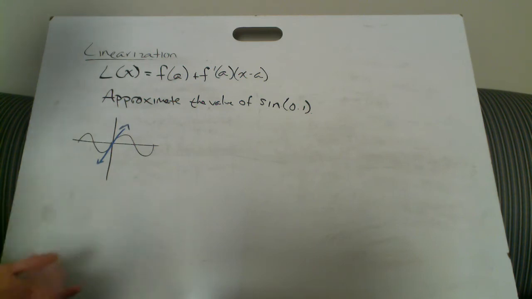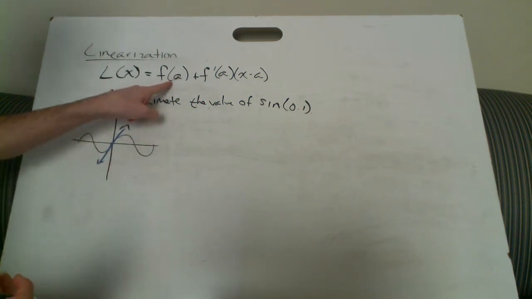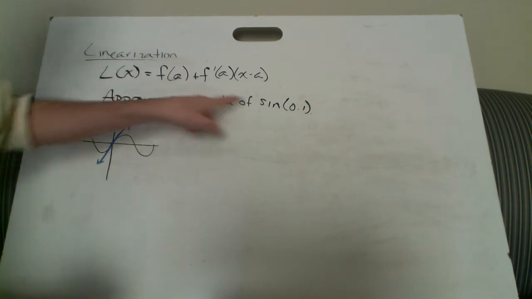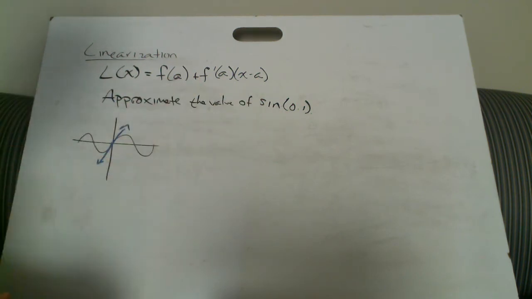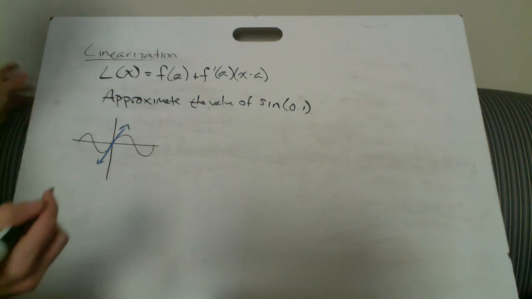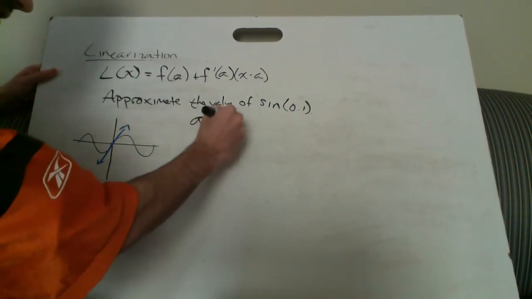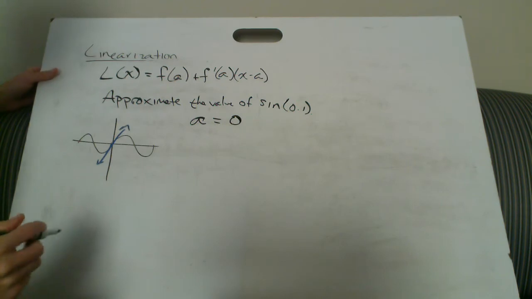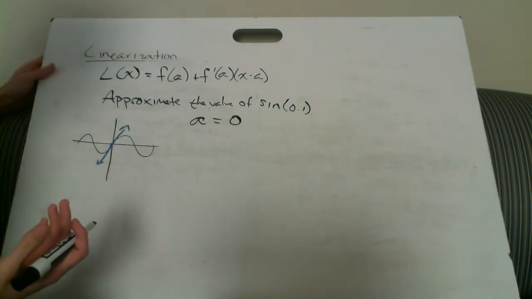We don't know that value, so how can we use that value? F of a is the very first thing. If I did sine of 0.1 here, then already I don't know what it is. So I'll need to pick an a value that's pretty close to 0.1, but that I know the y value of. So here I'm going to pick a is 0. And this will be nice because I know sine of 0.